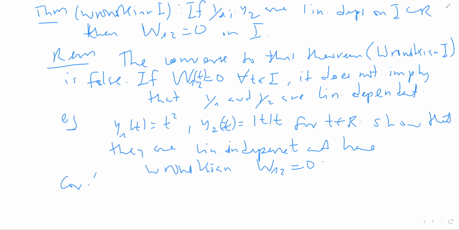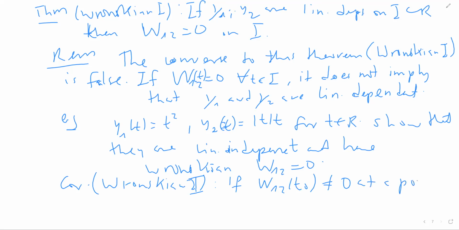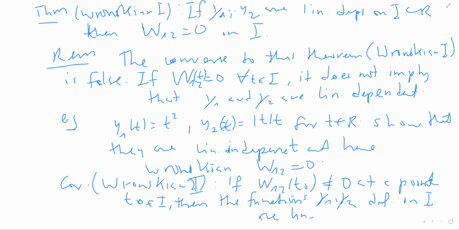Then you state a small corollary for Wronskian 1 that says that if the Wronskian with respect to an initial time step is not 0 at the point t0 in I, then the functions y1, y2 defined on I are linearly independent.